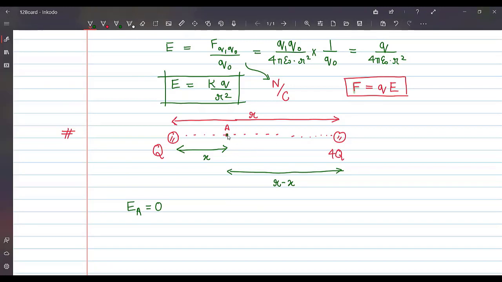So here at this point, Q will be giving electric field on this side. That will be the electric field due to Q. And 4Q will be giving electric field on this side.